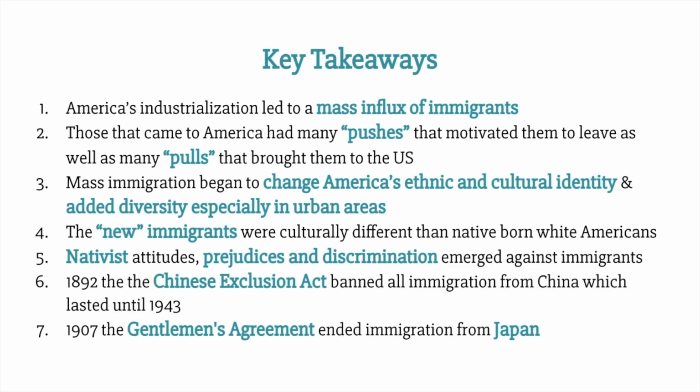So, this is a very quick look at immigration and some attitudes towards immigrants during this progressive period of the late 1800s, early 1900s. So some takeaways from today's lesson. Number one, America's industrialization led to a mass influx of immigrants. Those immigrants were coming from different parts of Europe and different parts of the world that they hadn't previously come from before. Number two, those that came to America had many pushes that motivated them to leave their countries, as well as many pulls, bringing them here to the United States with so many advantages that they didn't have back home.